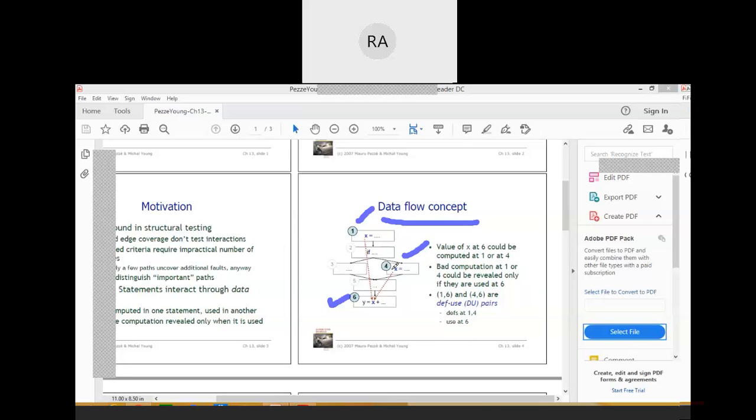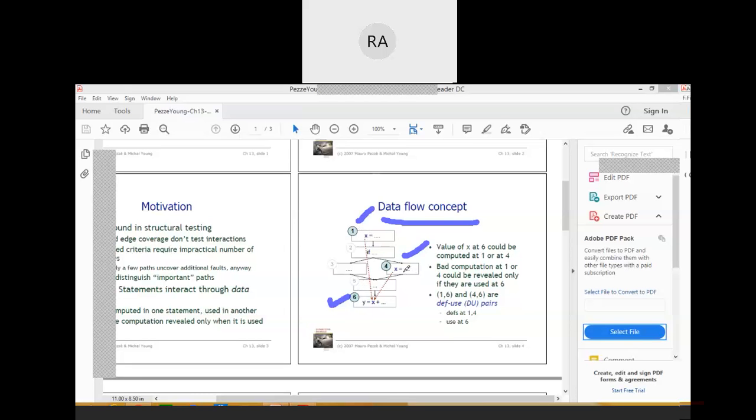I hope everybody is understanding. Wherever an assignment operator is used, that tells you about the definition of a particular variable, and now I am considering the variable x. The important nodes under consideration are node number 1, node number 4 and node number 6. The value of x at 6 could be computed either by making use of the value of variable x defined at 1 or the one redefined at node 4.